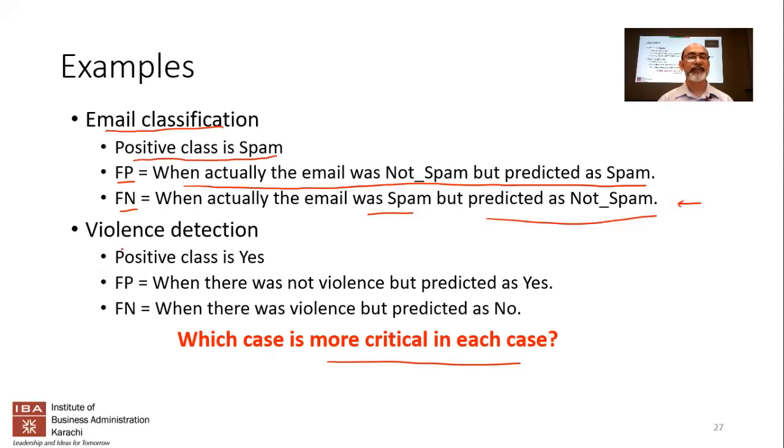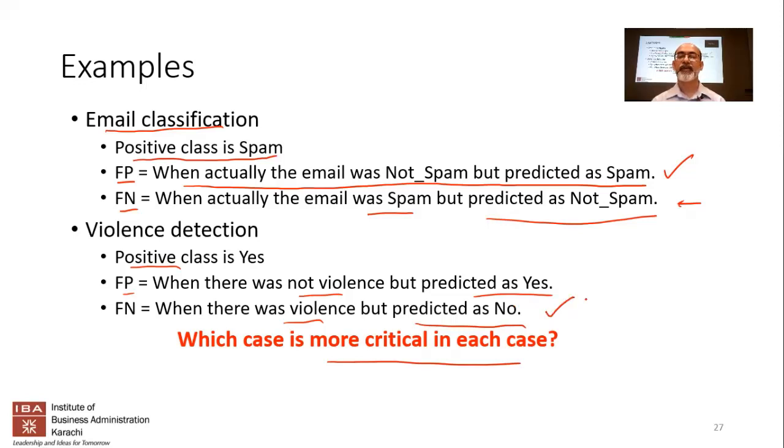Now look at the violence case. A false positive is when there is no violence, but it's predicted as violence. So you're predicting something as violence when in fact it is not violent. And a false negative is when there was violence, but it was predicted as no violence. So here, which was more important, false positive? Now what about in this case?